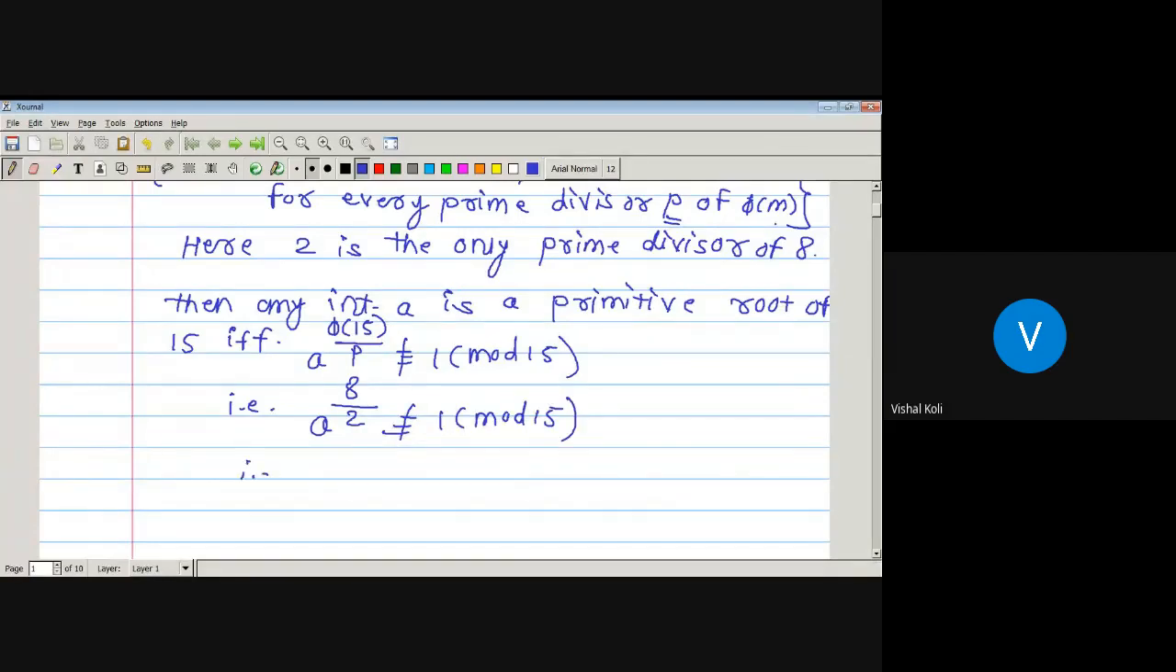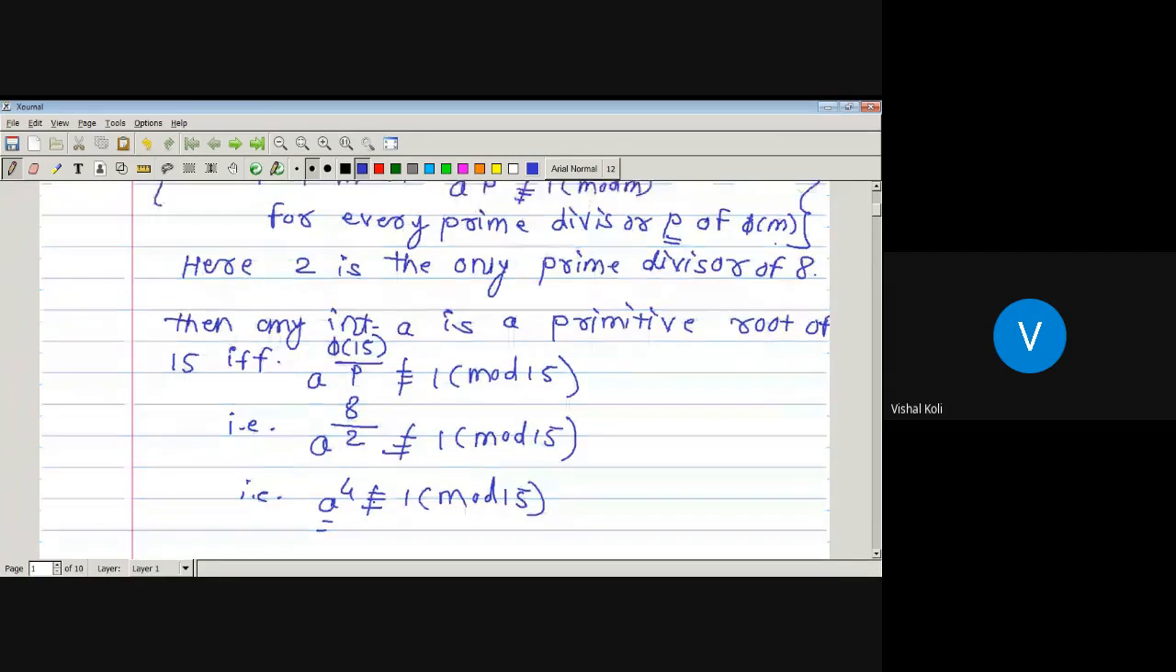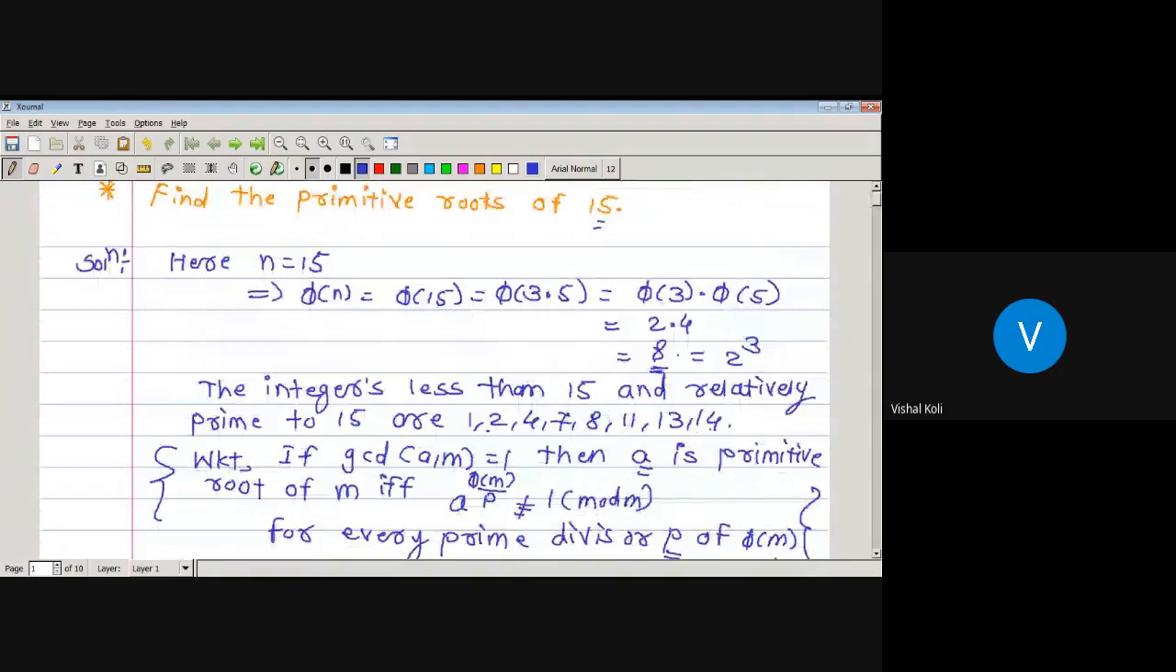That is, a to the power 4 is not congruent to 1 modulo 15. Then we say that the corresponding integer a is a primitive root of 15. Now we have to choose the integer a which is relatively prime to 15, and 1, 2, 4, 7, 8, 11, 13 and 14 are the integers which are less than 15 and relatively prime to 15. Then we have to choose a among these 8 integers.